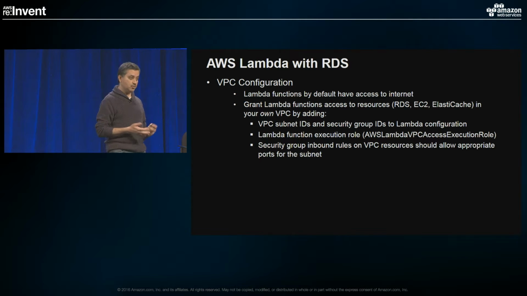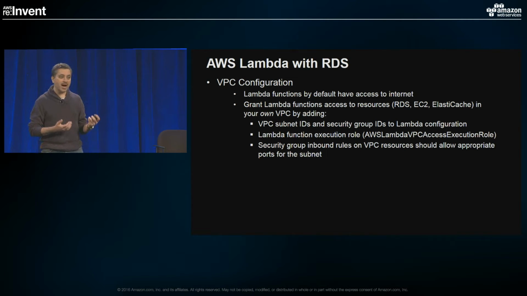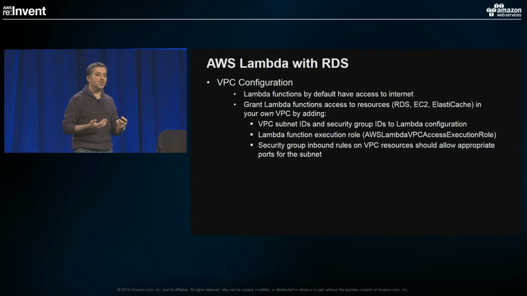Lambda functions, when you create them, will have default access to the internet. That means you can easily call a public endpoint and whatnot. However, if you want to grant a Lambda function access to your VPC resources, for example RDS, ElastiCache, and your own EC2 instance that you might have an application associated with, then you need to make some configuration for your Lambda function. It will not have the default ability to easily connect to a VPC resource.